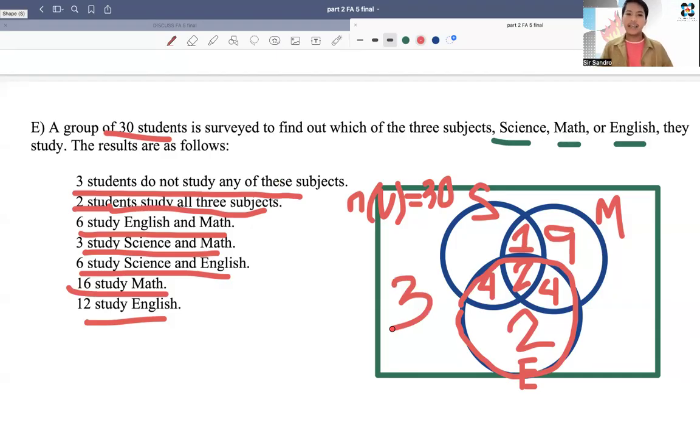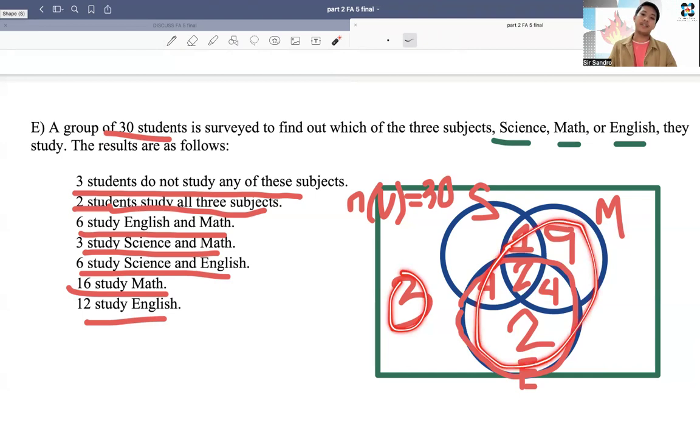So what are we going to do here to find the science only? Think. That's correct. You have to add all these numbers. And then the sum of these numbers will be subtracted from the cardinality of the universal set. That's correct. And then let's add all together.